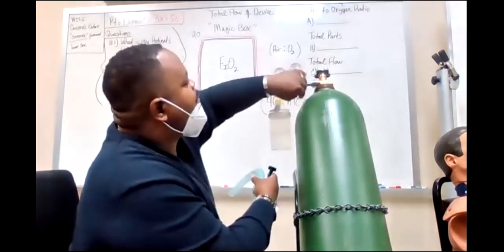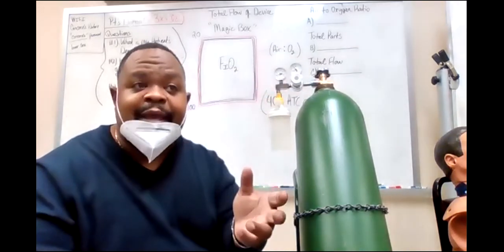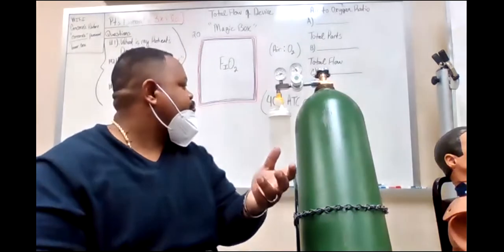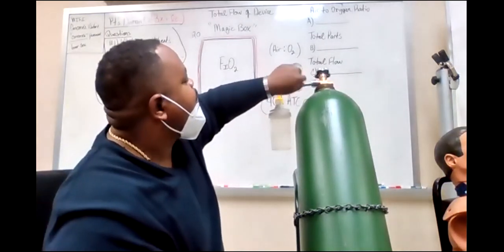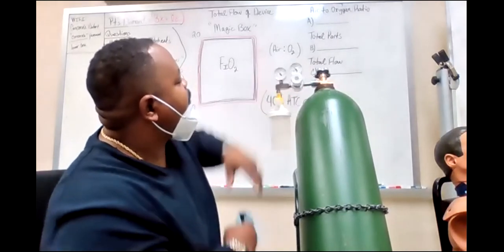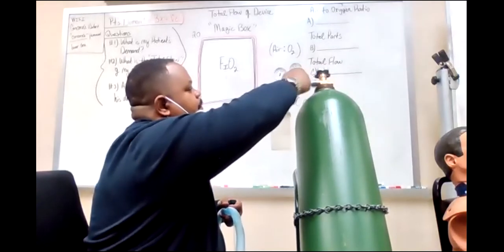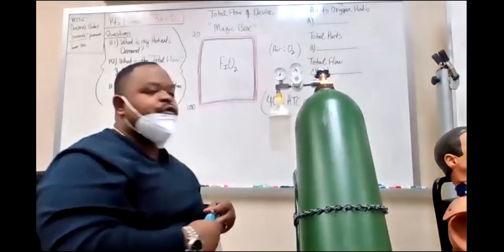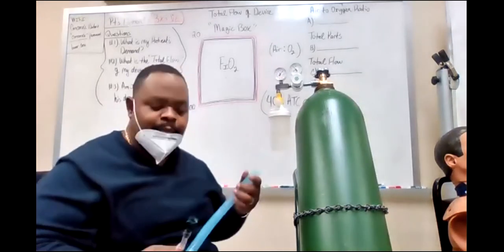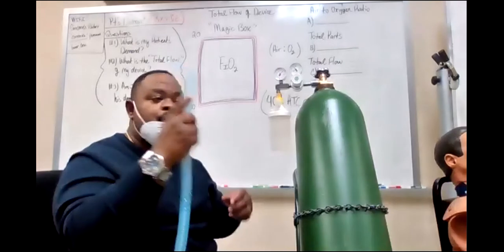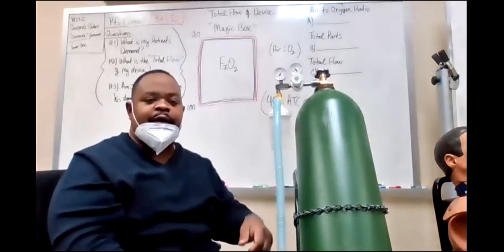Okay, I'm going to turn it on. Let's say I'm first going to do an aerosol face mask at 28%, running at 12 liters per minute. I'm going to cut this to 12. All right, that's 12 liters per minute at 28%. Next step is my first large bore tubing. Large bore tubing goes there.